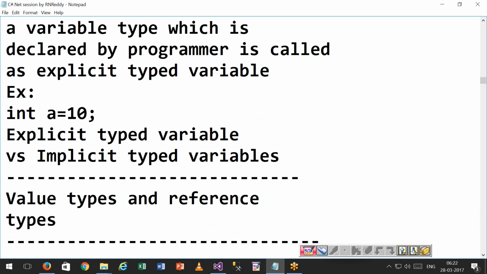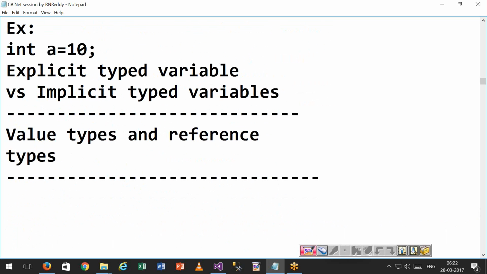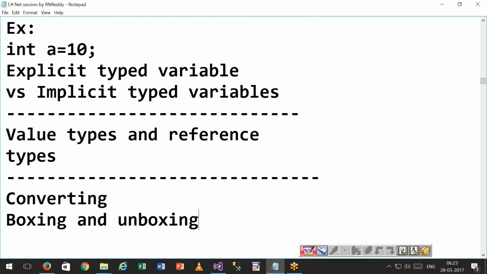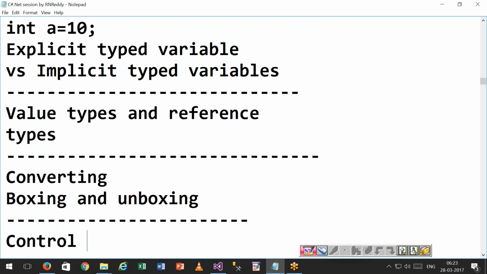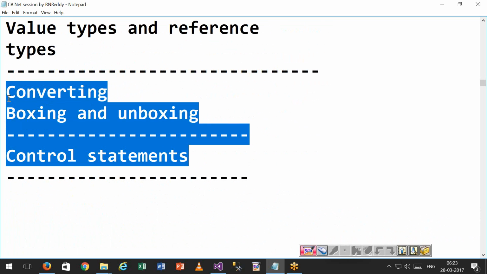Once that is completed, in typecasting we discussed only parsing. What remains pending is converting, and boxing and unboxing. That we'll cover, and once it is covered, we'll enter into control statements. Very useful topic. Excellent topic. It will give you a lot of confidence in my classes.